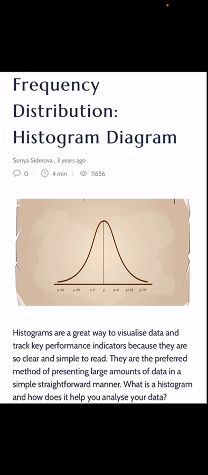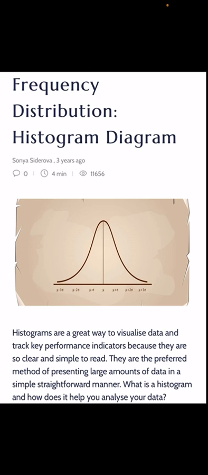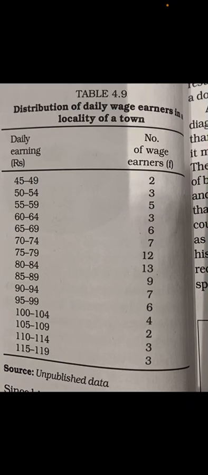When the size of the class interval is equal, the base of all the rectangles will be the same, and areas can conveniently be represented by the frequency of any interval for the purpose of comparison. In your textbook they have given a table which shows the distribution of daily wages earned by localities of a town. See the daily earnings here: 40 to 49, 50 to 54, 55 to 59, 60 to 64.